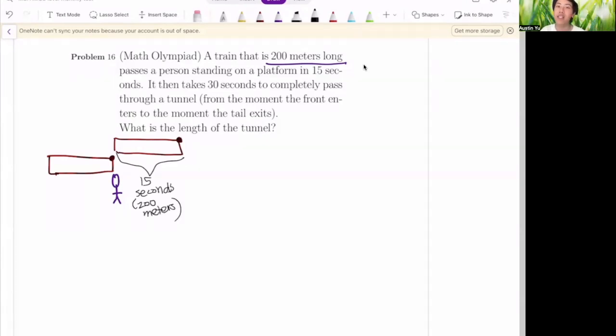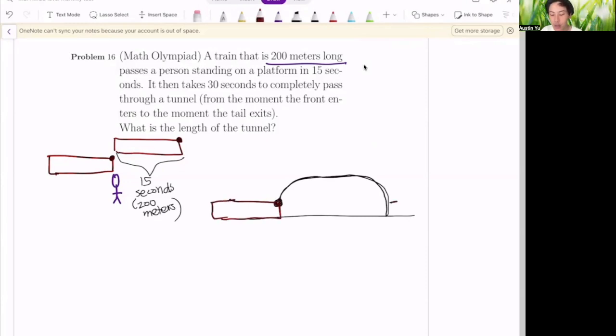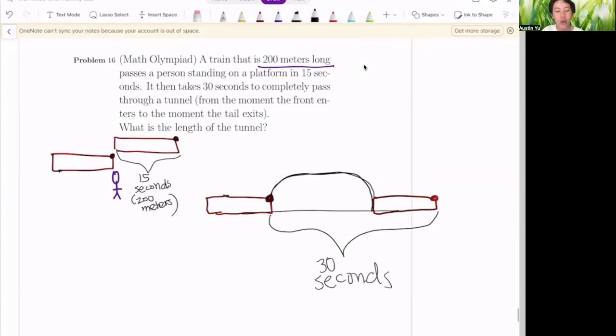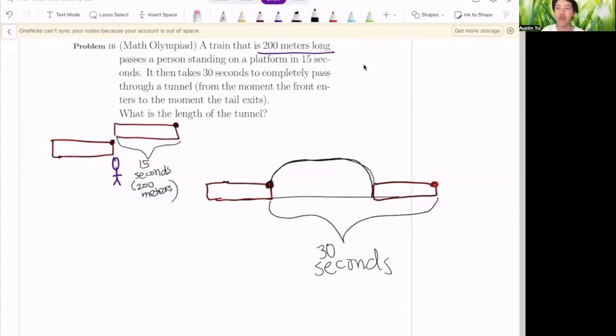Similarly, it says that it takes 30 seconds to completely pass through a tunnel. Again, let's draw a line this time to represent the tunnel. Again, the train starts its journey when its head enters the tunnel to when it finally leaves the tunnel via its tail. The entire journey takes 30 seconds, from the moment the train enters all the way to when it finally leaves. So what's the distance of this entire travel?